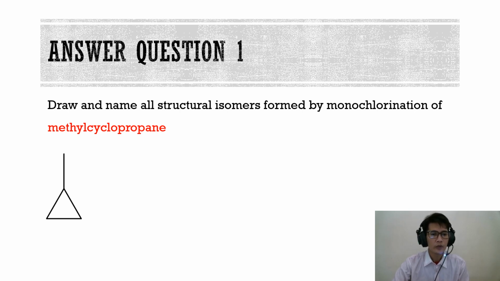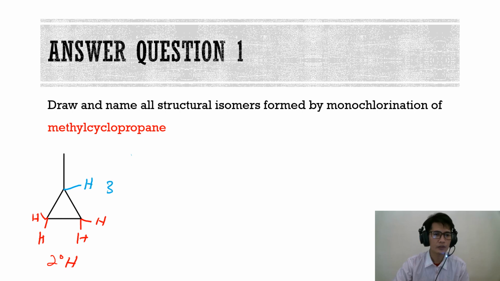Okay, so we expand over here, we have 2 hydrogen atom. Over here, we have another 2 hydrogen atom. And these 4 hydrogen atom are the same environment, which is they are secondary hydrogen atom. We also have 1 hydrogen atom over here. This is the tertiary hydrogen atom. And also we have another 3 hydrogen atom at the methyl group. Okay, so this is the primary hydrogen atom.